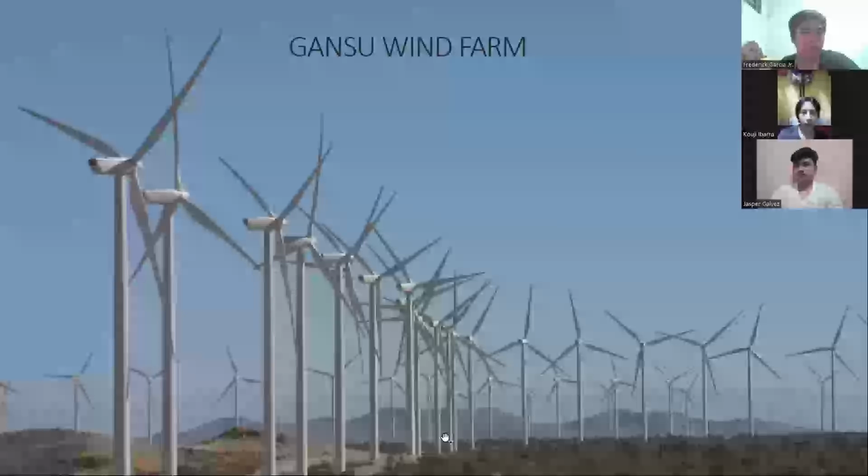Thank you. Here is a picture of the Gansu wind farm. You can see that the placement of these wind turbines is cascading. They didn't just place them here randomly. Look at the placement. They're in a line. They face the optimum direction of the wind.